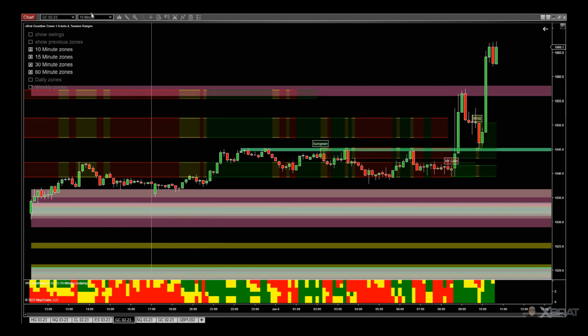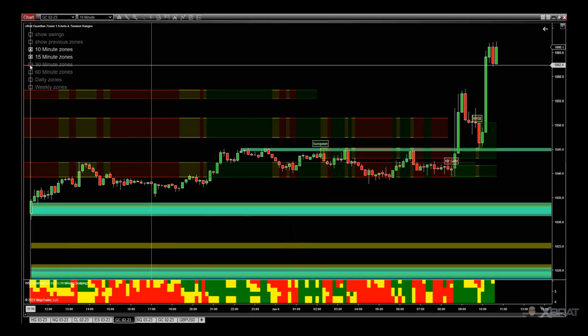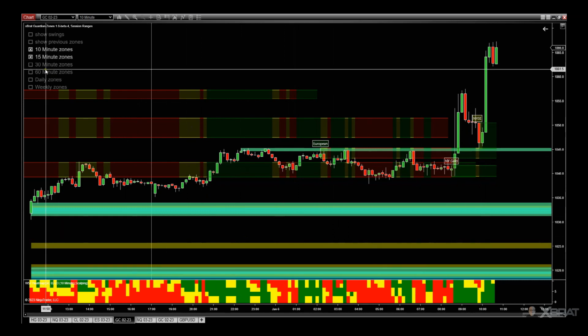So currently we're on the 10-minute time frame. I've got the 60-minute showing in purple. If I just take the purple off, you'll see the 30-minute is in green here. There's no 15-minute at the moment. The current 10-minute time frame, all the support and resistance is down below.